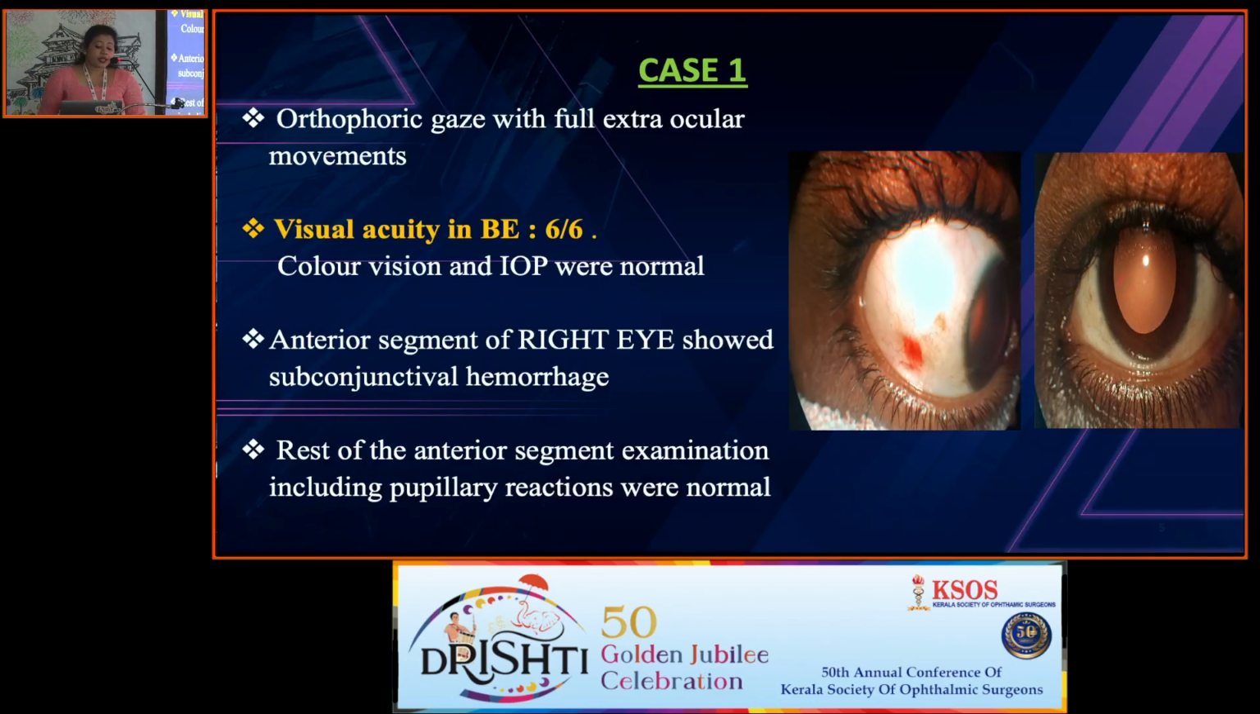The patient had an orthophoric gaze with full extraocular movements. Visual acuity in both eyes was 6/6. Color vision and intraocular pressure were normal. The anterior segment of the right eye showed a subconjunctival hemorrhage. The rest of the anterior segment examination, including the pupillary reactions, was normal.